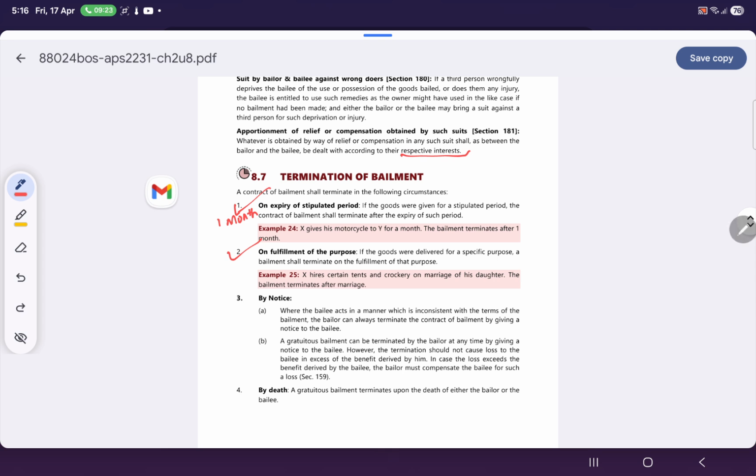On fulfillment of the purpose. Purpose is fulfilled: I gave cloth to the tailor for stitching, and stitching is done, I have paid the money. Then on fulfillment of the purpose, the bailment is completed.